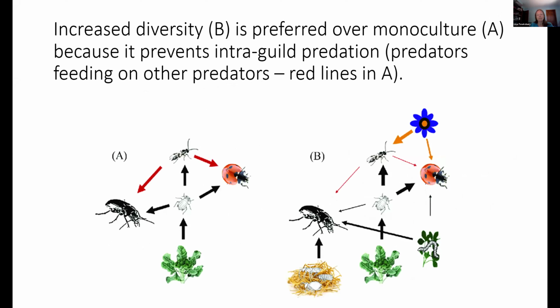So you have increased diversity is better over monoculture. So if you look at this, you can either have increased crops or increased crops and flowers. But every plant that you have has its own set of herbivores or plant feeding insects, and then they have their own set of parasitoids. And so the more you can kind of build up this food web, it ends up protecting your plants. So that's kind of one of the general concepts of conservation biocontrol.